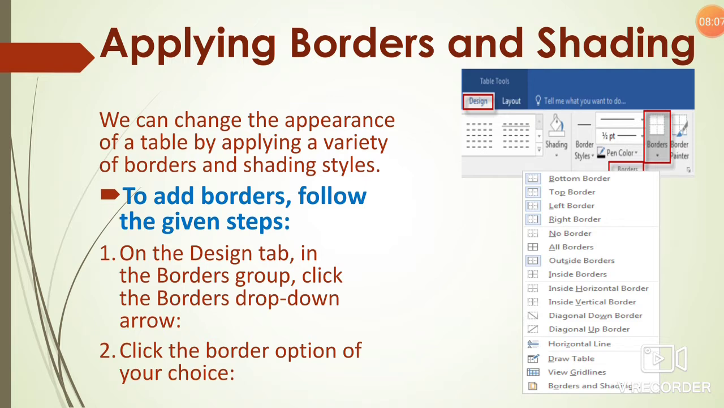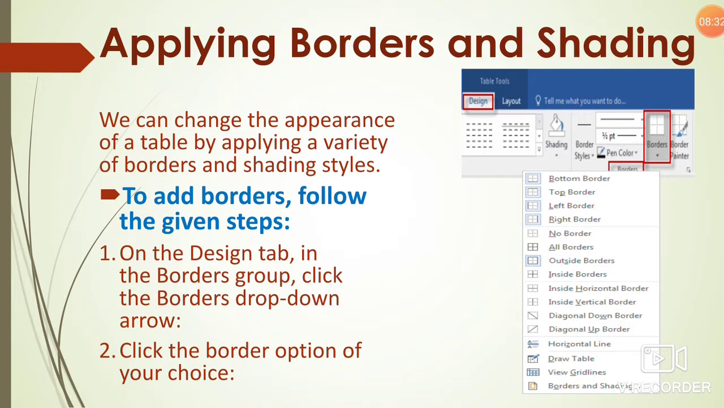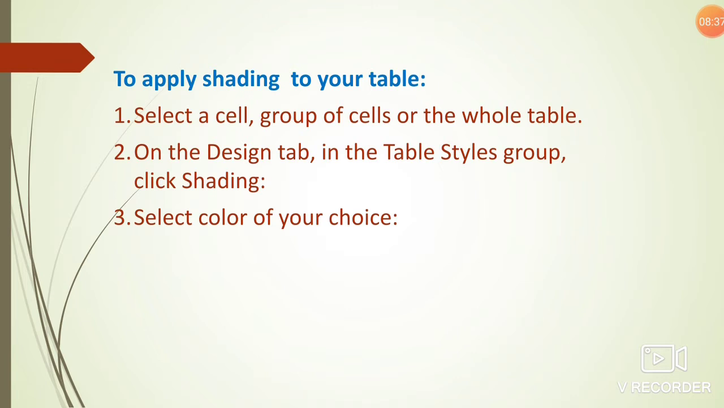Now second is how you will apply shading to your table. You can apply shading on a single cell, a group of cells, or the whole table. For this, select the cell, group of cells or the whole table on which you want to apply the shading. Then click on the design tab. In the table style group, click on the shading option. Here you can see the shading option is there. So click on this shading option. So many colors will appear in front of you. Select the color of your choice, then that color will be applied on your table.